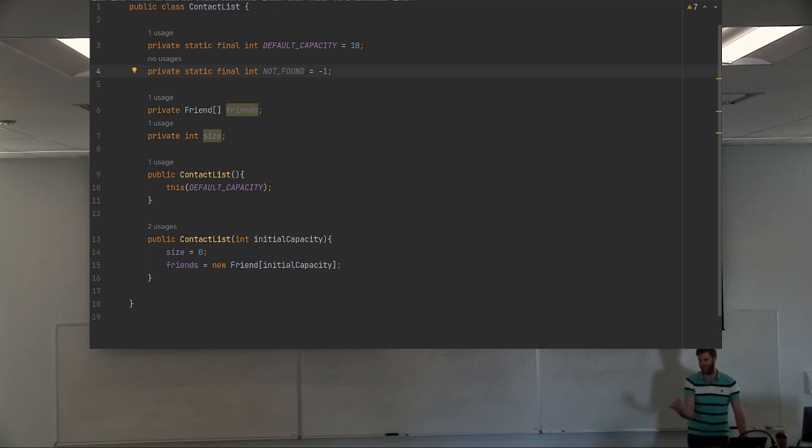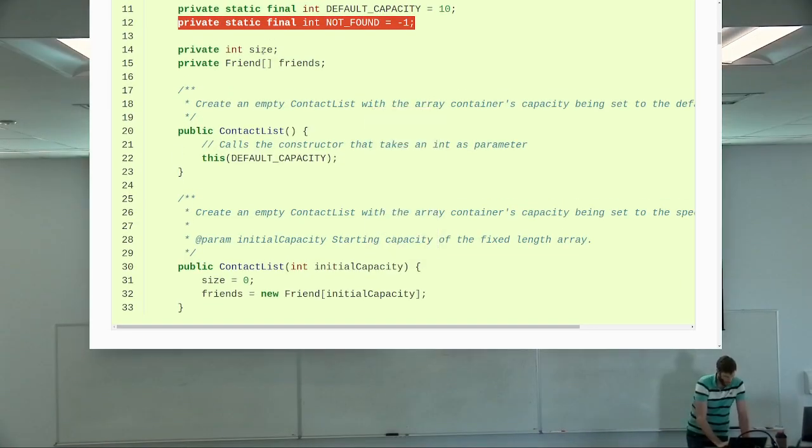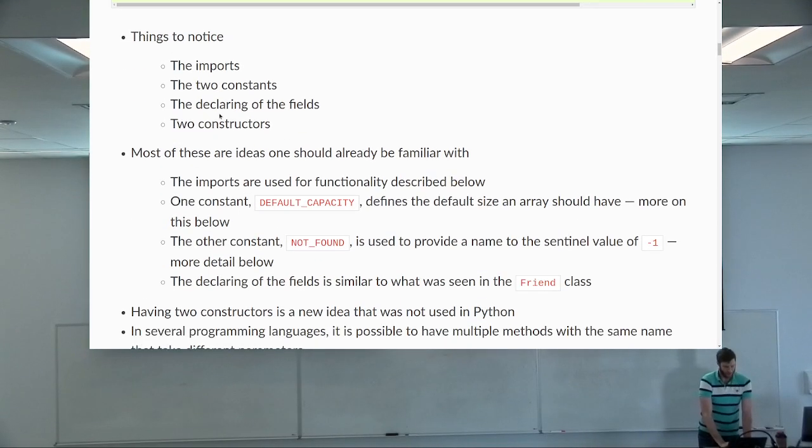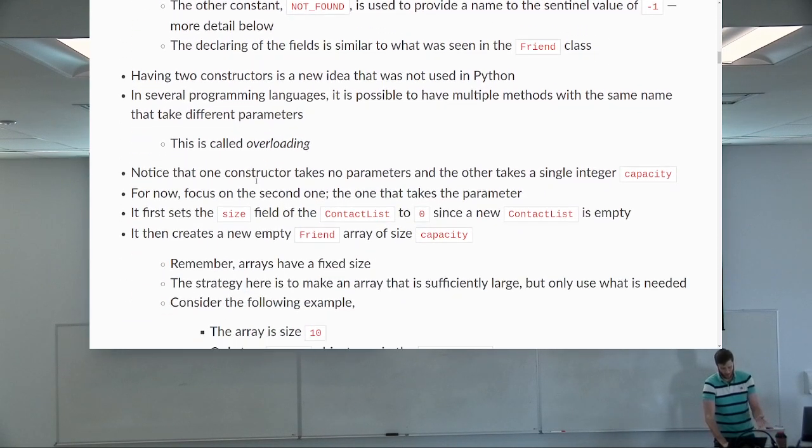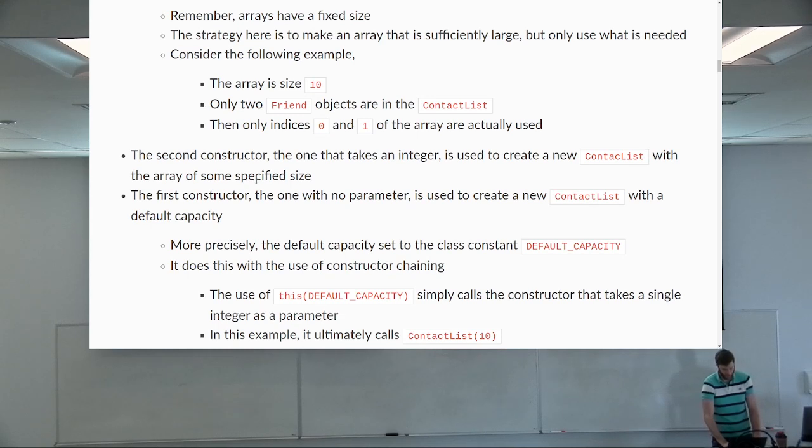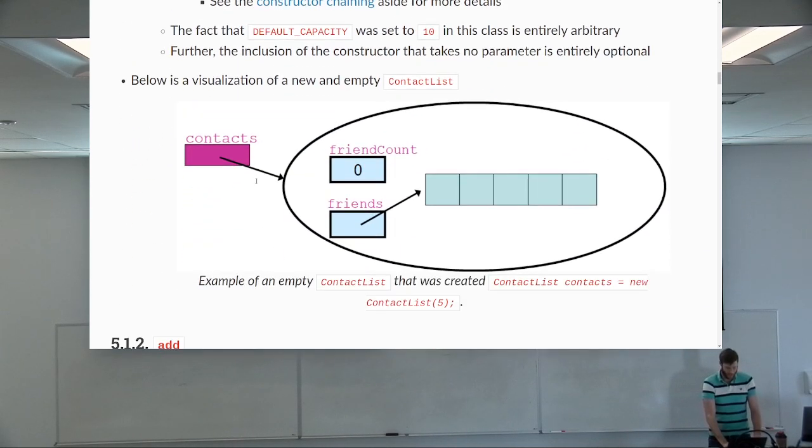So it's just a constant for a nice label. We'll see it used to hopefully make it make more sense. The two constants, the two fields, and the two constructors. Just explain the two constructors. It's called overloading. The second constructor, yeah. Great.